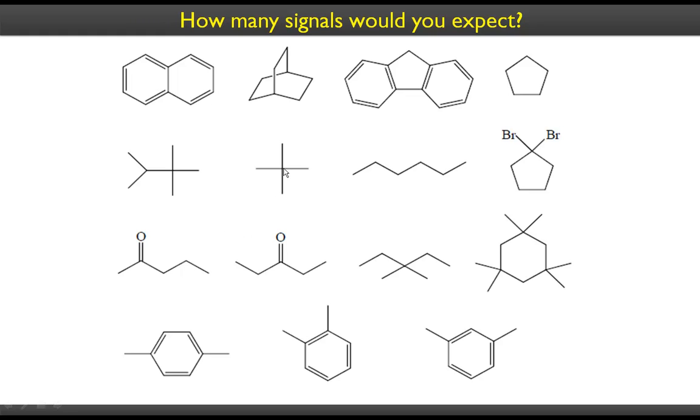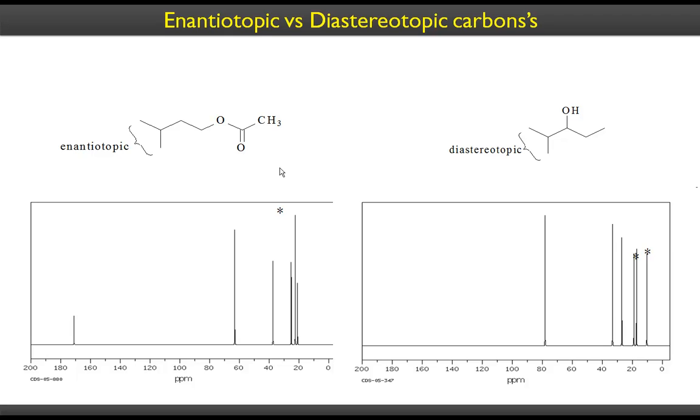How many peaks do you expect for this? 2, right? All these methyls are not unique, they are one and the same, and this carbon is different from this carbon, so you get 2 peaks, one for the methyl and one for this quaternary carbon. Okay, I'm going to skip some of the slides.